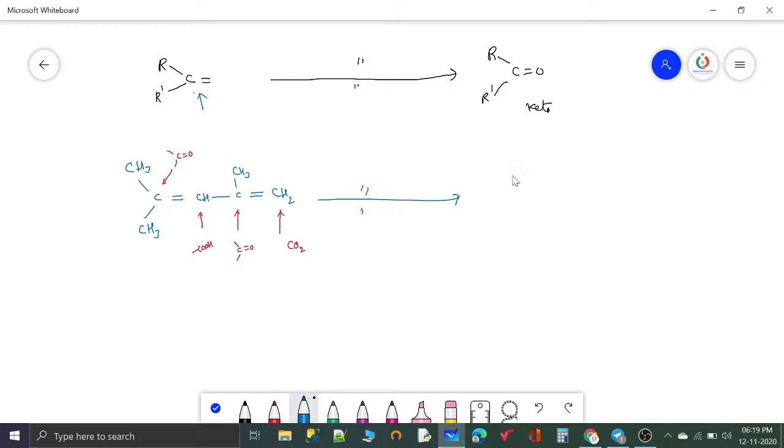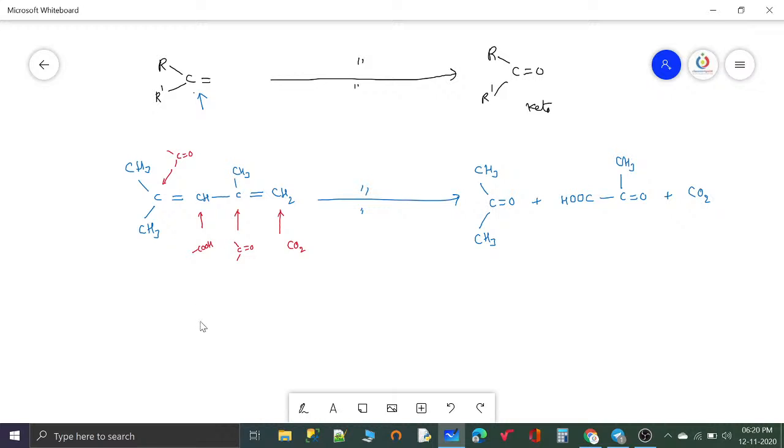So now the products can be written very easily, that is CH3, C double bond O, CH3 plus, and here it is COOH, CO, CH3. So we can write the molecule like this: COOH, C double bond O, and CH3, plus this one will be converted to carbon dioxide. So these are the products if you use any of these reagents we have discussed just now.